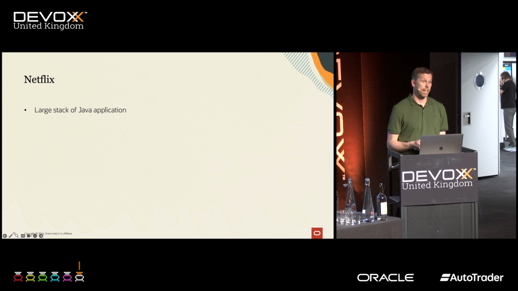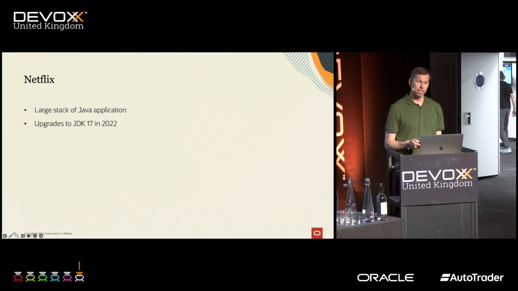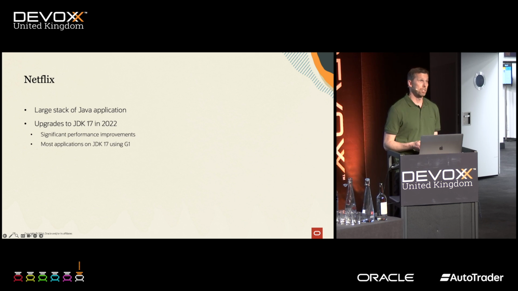They have a large stack of Java applications. They've worked hard on being able to upgrade to newer releases, making sure that their internal infrastructure is up for doing JDK upgrades. And in 2022, somewhere around that time frame, they started upgrading to JDK 17. And they saw significant performance improvements by doing this. And most of their applications using JDK 17 are using G1.